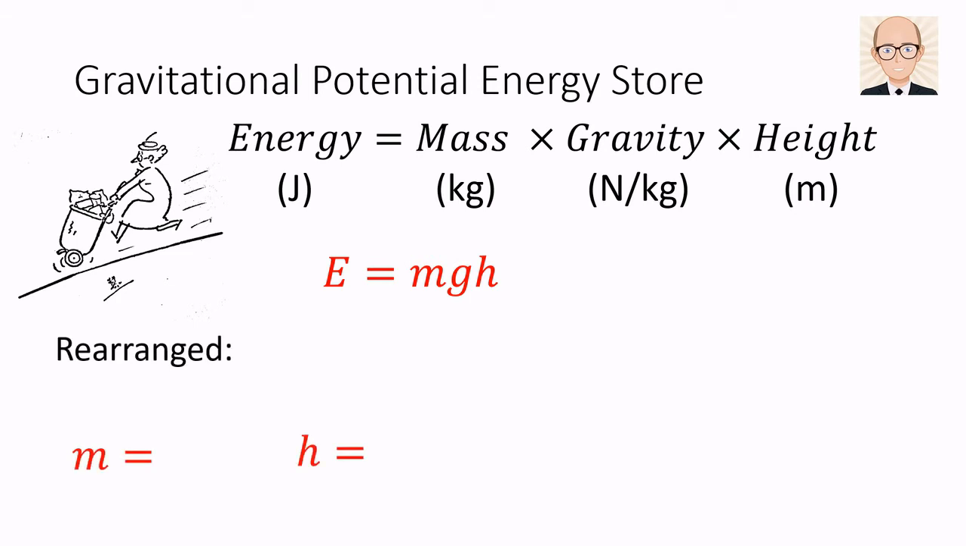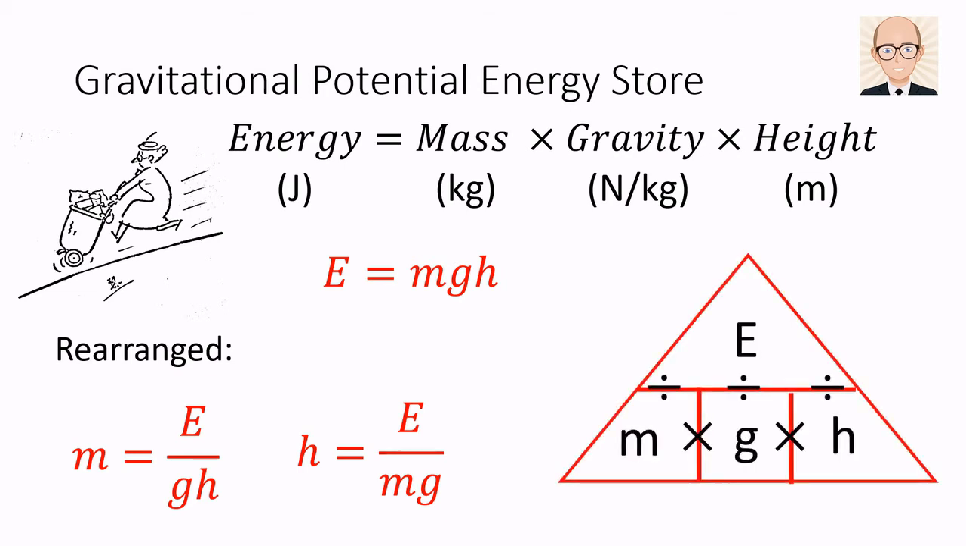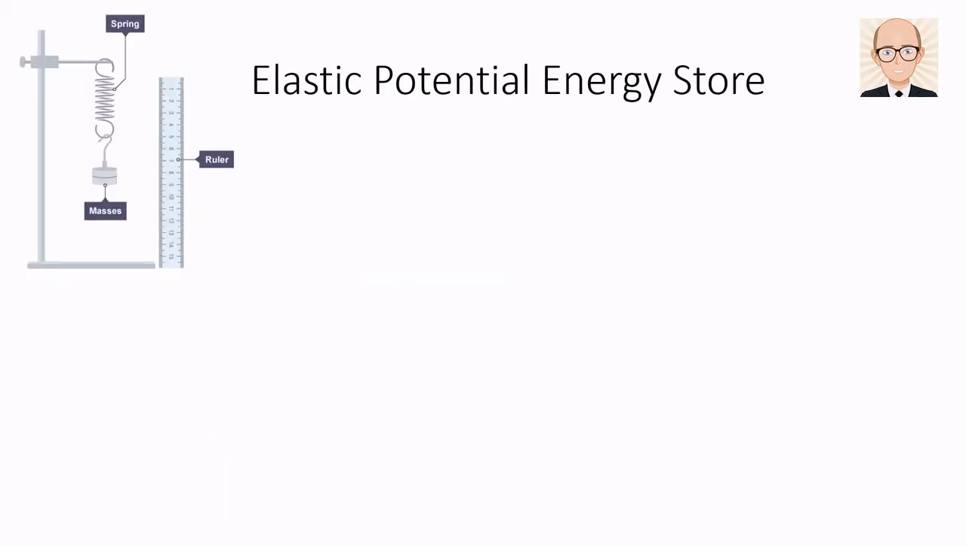Rearranging the terms in this equation to make each the subject gives us m equals E divided by gh, and h equals E divided by mg. The triangle in this case will have 4 terms in it, so be careful. The strength of the gravitational field, or g, here on Earth is 9.81 newtons per kilogram. You'll often be told what value to use for g in the question, but be prepared to either use 9.81, 9.8, or sometimes you'll just be told to use a value of 10 newtons per kilogram.